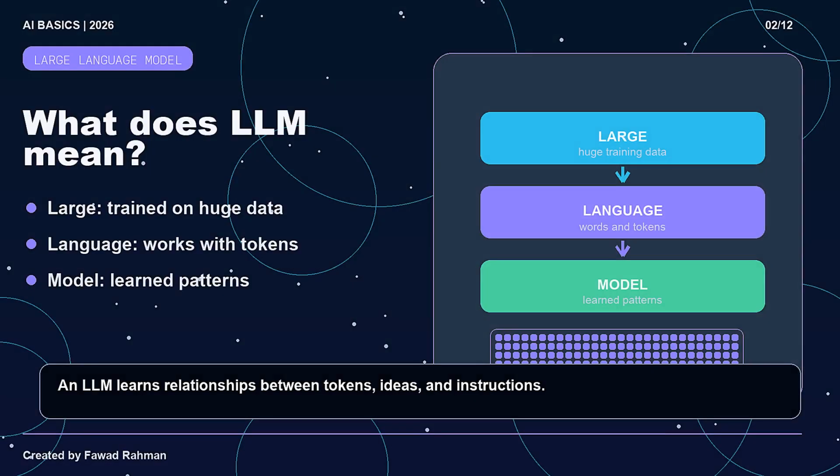LLM stands for Large Language Model. Large means it has learned from a very large amount of text, code, and sometimes images or audio descriptions. Language means it works with words, sentences, and smaller pieces of text called tokens. Model means it is not a person and not a search engine by itself. It is a mathematical system that has learned relationships between tokens, ideas, and instructions.